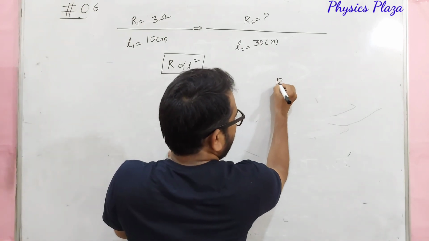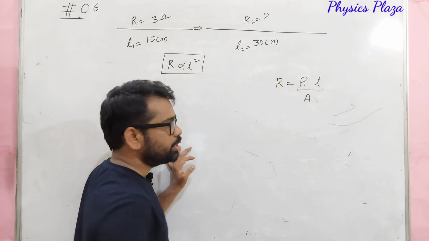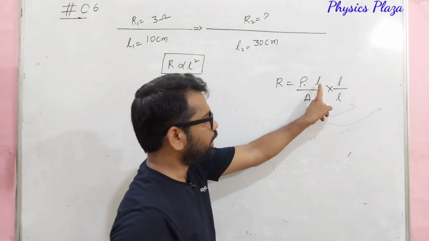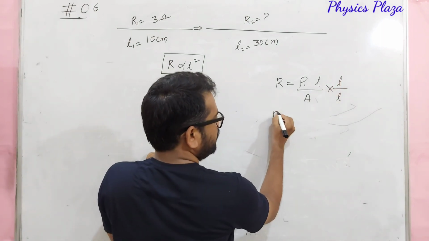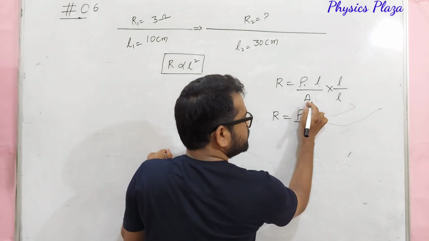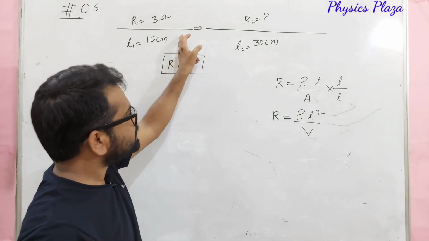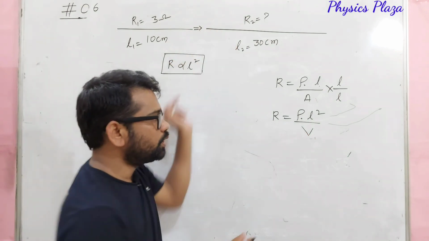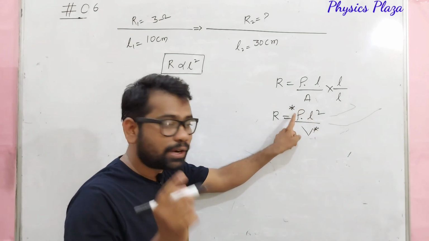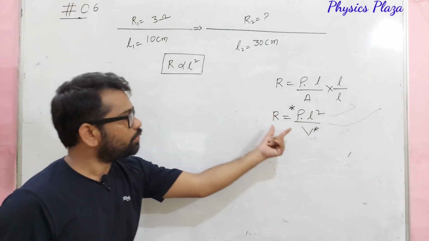Children, we know this formula: R is equal to rho into L by A. This formula you multiply with L and divide with L. L into L will be L square. So R is equal to rho into L square by area of cross section into length, which will be the volume. Dear children, as the same wire is stretched, the material is same, so rho is constant and the volume is constant. When specific resistance and volume remain constant, R is proportional to L square. So this is how we got this relation.